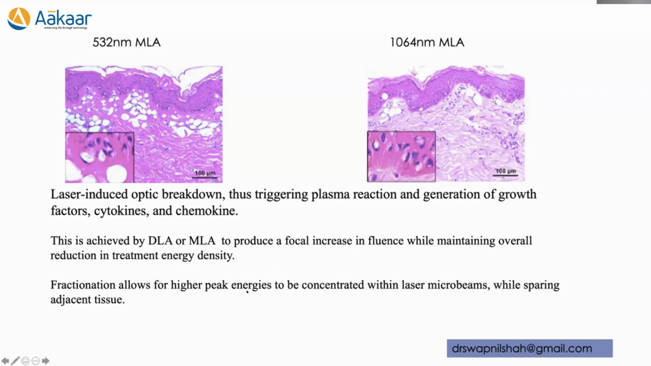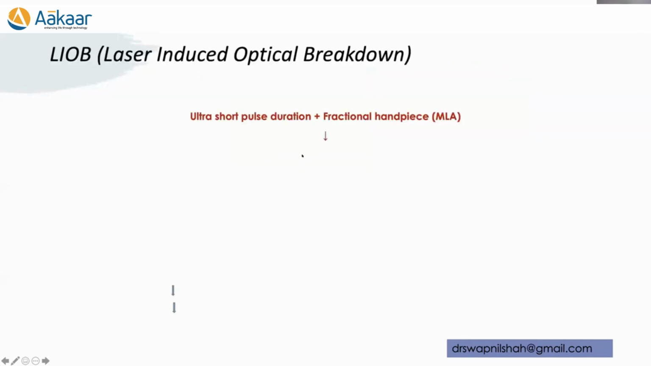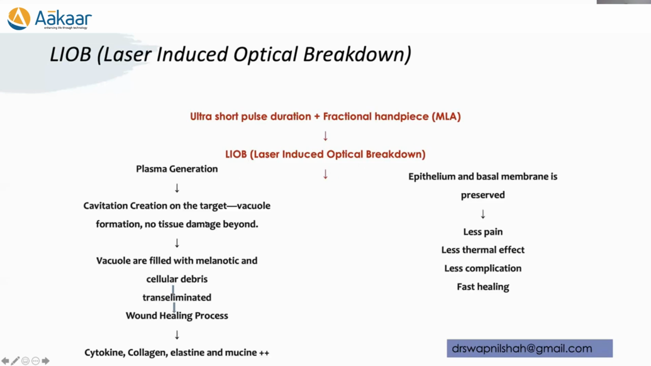Fractionation allows higher peak energies to be concentrated within the laser microbeam while sparing the adjacent tissue. That we know. So how does laser-induced optical breakdown occur? Ultra-short pulse duration and a fractional micro-lens array induce laser-induced optical breakdowns within the epidermis and dermis. There is a generation of plasma, which creates intracytoplasmic vacuoles, and intraepidermal and dermal vacuoles. No tissue damage beyond these vacuoles. These vacuoles are immediately filled with melanotic and cellular debris. They are transeliminated.